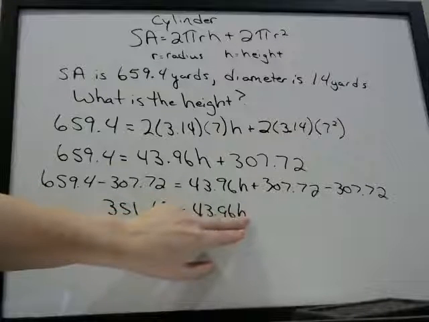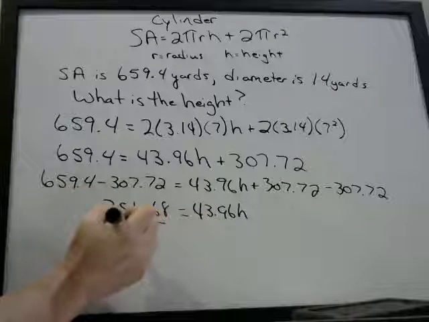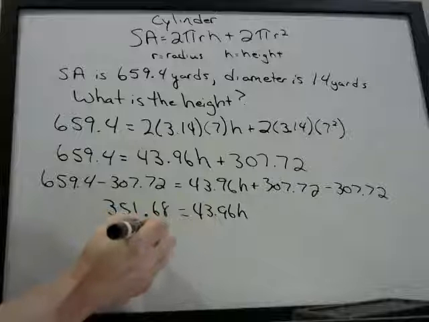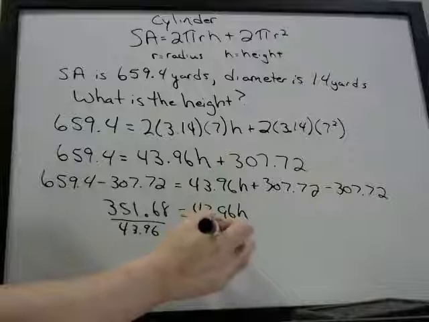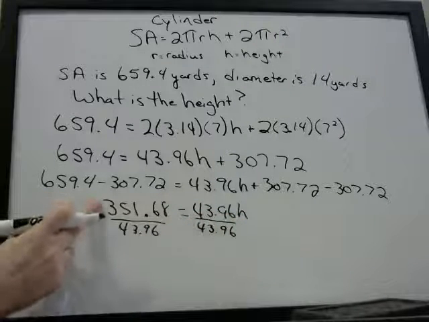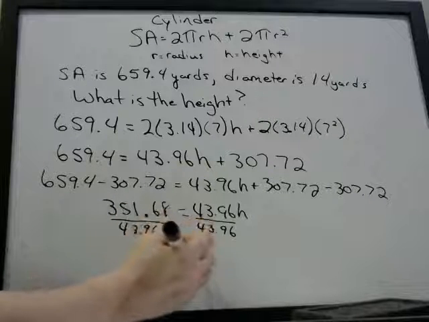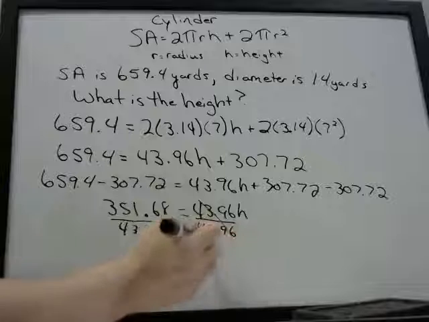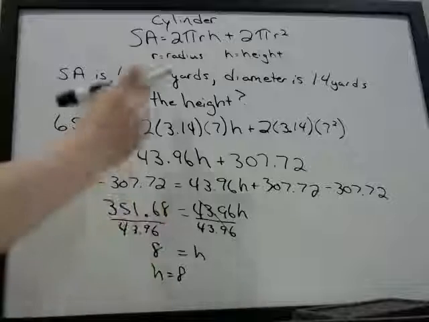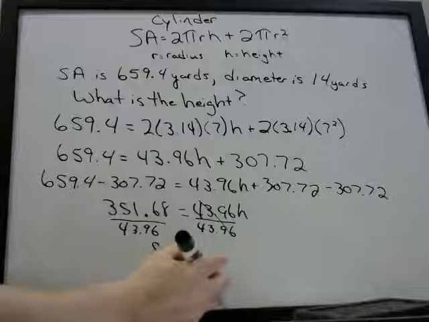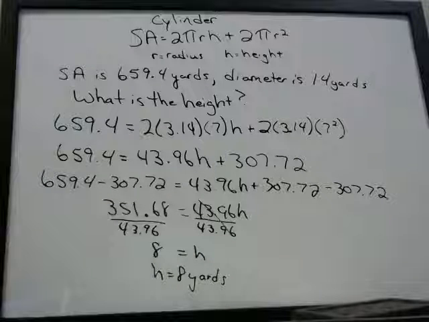We want to get height by itself, so how do we get rid of the 43.96? We divide each side by 43.96. Remember, you have to do it on both sides. If this doesn't make sense to you, you need to watch the algebra videos. 351.68 divided by 43.96 is 8. This cancels out, and all you're left with is h. So your height equals 8 yards. And that is the answer to this problem.